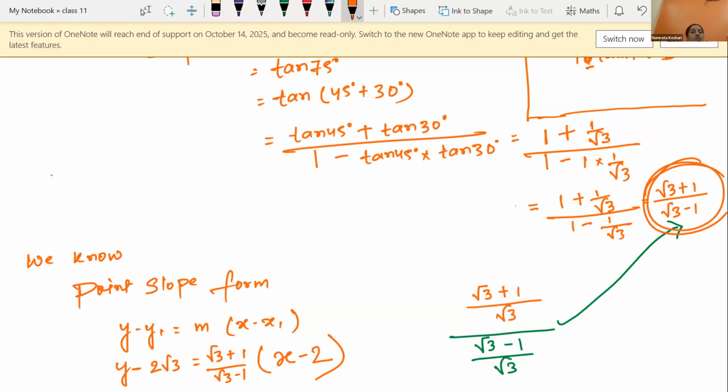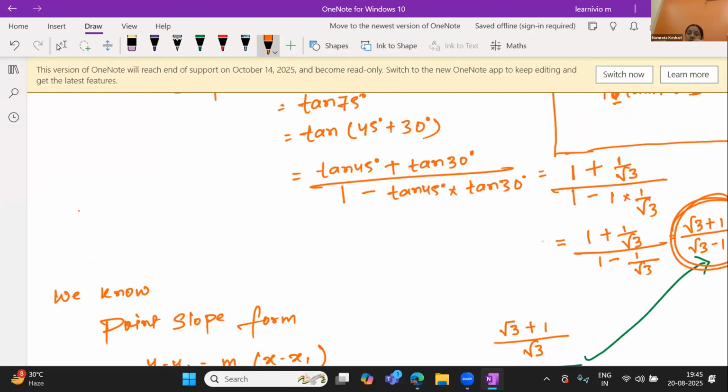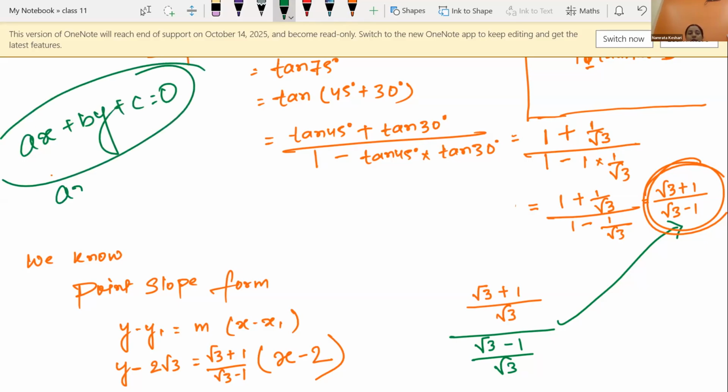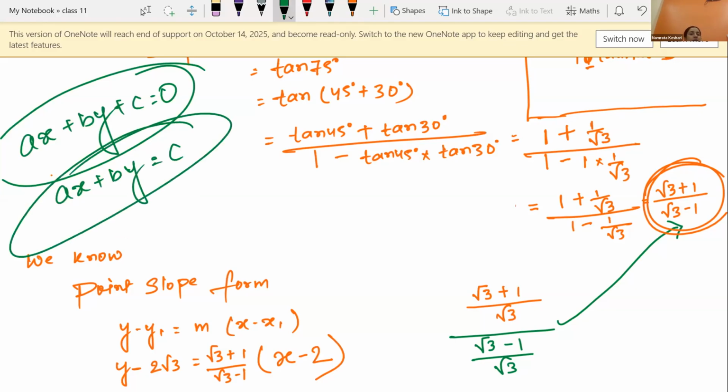This is not the final answer which I have written on the screen. Still, we need to simplify it to get the final answer. Crisscross multiplication you have to do. Final answer will look like the general form of equation of a line in two variables. It will look like in this format ax plus by plus c is equals to 0. Either you write in this format or you write ax plus by is equals to c in this format. Clear? Yes, ma'am. Note it down.